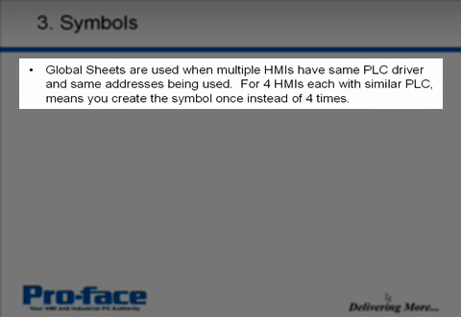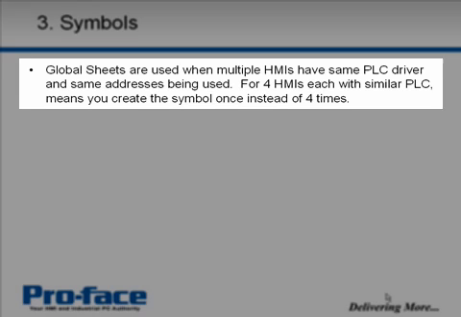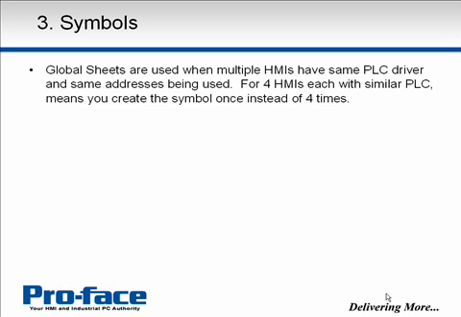You can use global sheets when you have multiple HMIs with the same driver to save you from having to recreate those symbol names each time. For example, if you have 4 HMIs that all have the same PLC and similar address usage, then you can create that symbol just one time instead of having to do it 4 times.